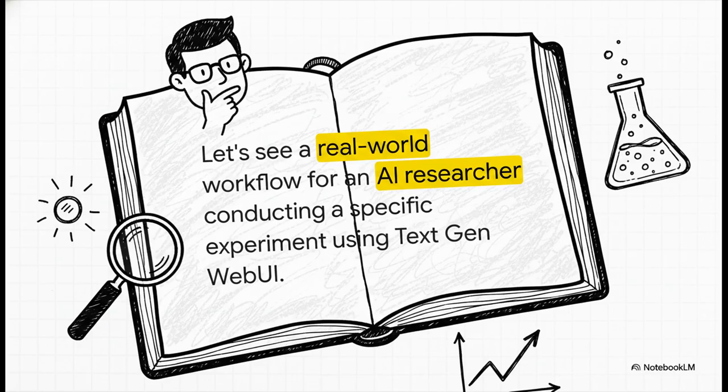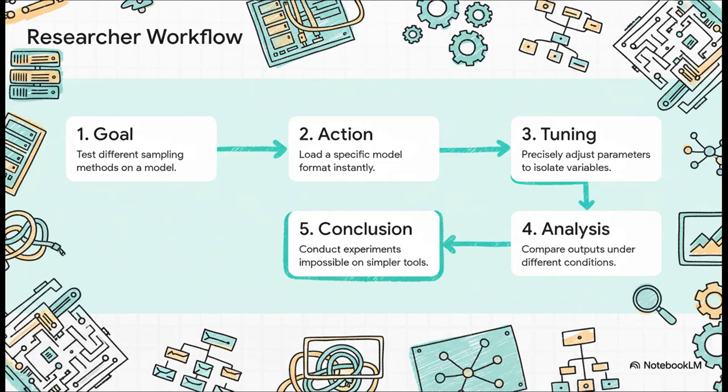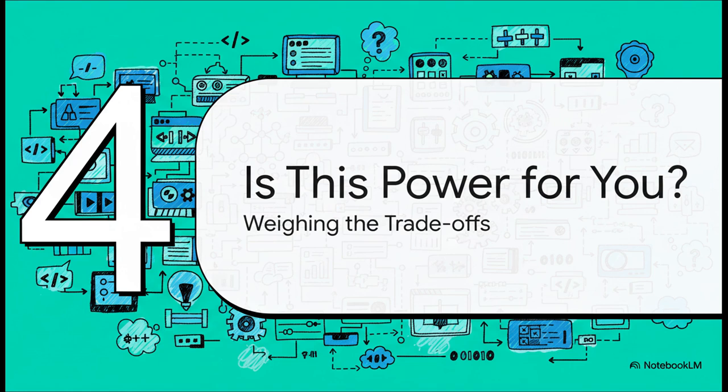Okay, so all that power is cool in theory, but what does it look like in practice? Let's walk through a quick, real-world example. Imagine you're an AI researcher trying to run an experiment. Their goal is pretty straightforward. They want to test how different sampling methods affect a model's output. With this tool, they can instantly load the exact model format they need. Then they can precisely tweak parameters, one at a time, to isolate what they're testing. After that, it's just a matter of comparing the outputs. You see? This kind of controlled experiment is not possible on the simpler tools. Not even close. But look, with great power comes a bit of complexity.